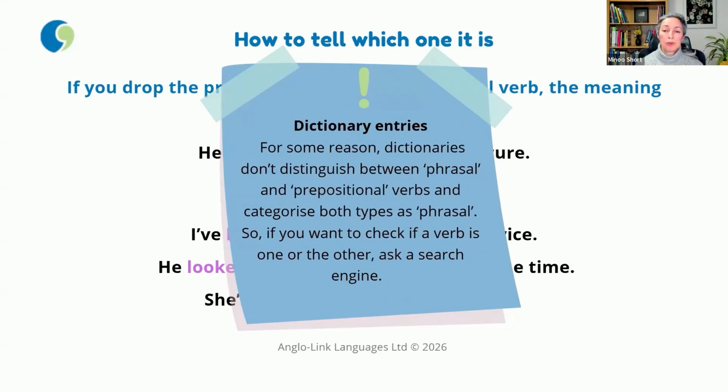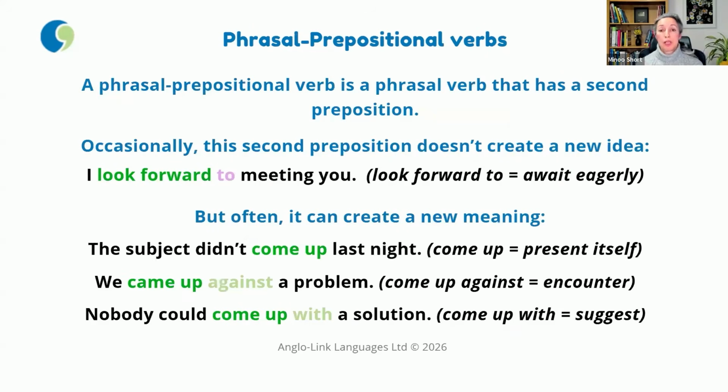Now, that brings us to the third category, which is a combination, phrasal prepositional verbs. And that is a type of verb that is a phrasal verb with a second preposition. Now, occasionally, this second preposition doesn't create a new idea. For example, if you think of the phrasal prepositional verb, "I look forward to meeting you," we have look and forward and to. If you drop to and say "I look forward meeting you," it's still very clear what you're saying.